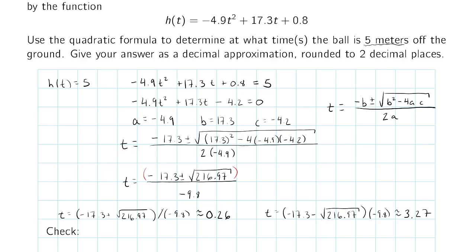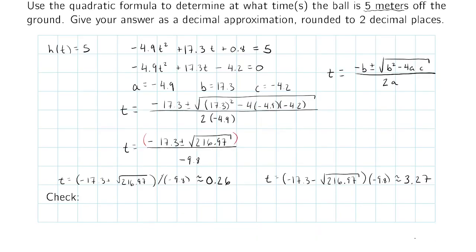And we can check those just by plugging them into the original function. So h of 0.26 is negative 4.9 times 0.26 squared plus 17.3 times 0.26 plus 0.8, which works out to exactly 4.96676, which is indeed approximately 5, which was my goal.